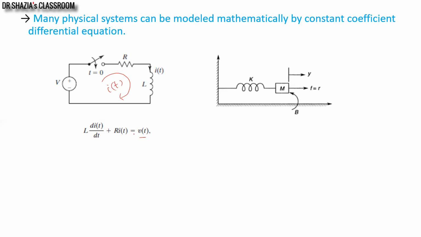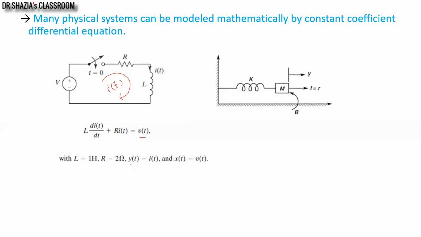For some specific values of L and R, if I consider constant values, in this example I have taken L to be 1 Henry and R to be 2 ohms. The current flowing through the circuit I am writing as y(t), and the voltage I am writing as x(t). In this case, my input is x(t) and I am going to generate the expression for the current flowing through the circuit. So the current is represented as y(t).